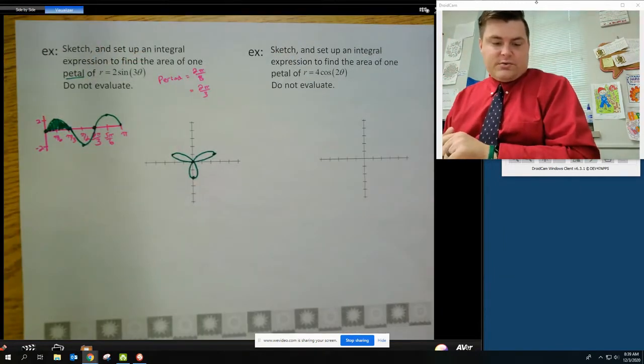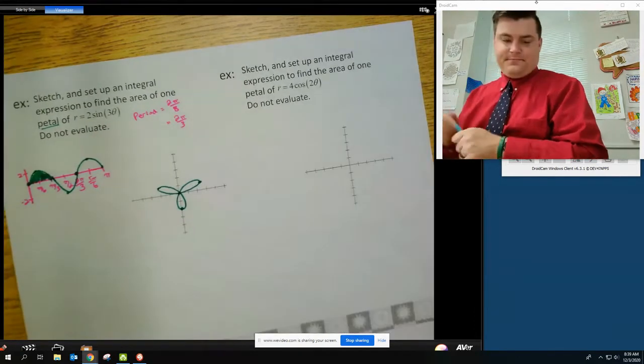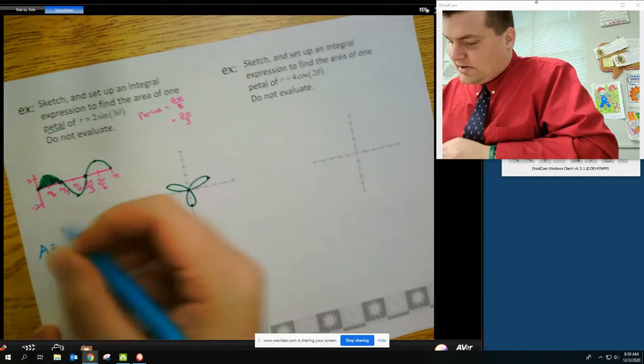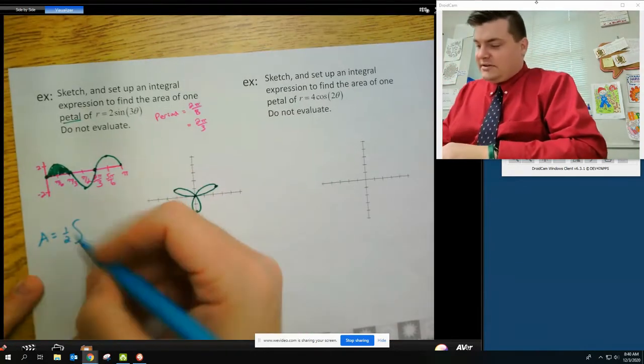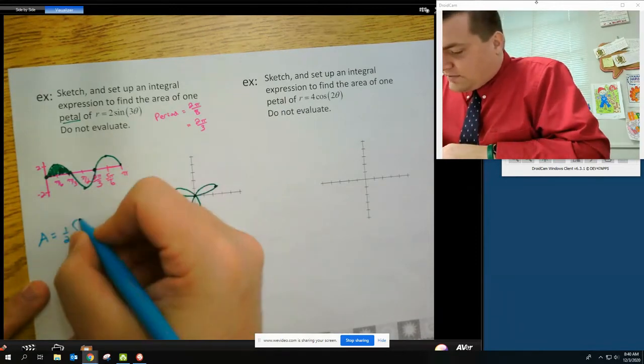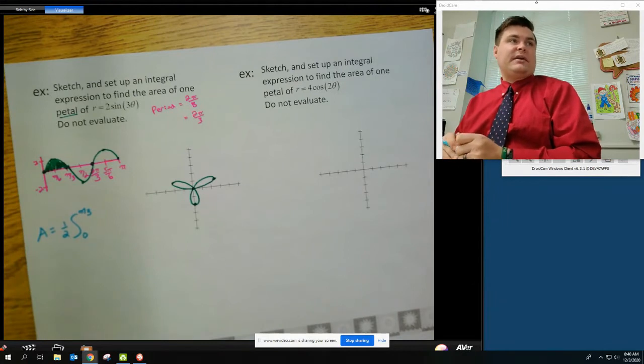All right, so we're going to have to integrate this now. So my setup to find my area is 1/2. For this petal, I'm starting at 0, and I'm ending at pi over 3. Okay, that's very important, ending at pi over 3.